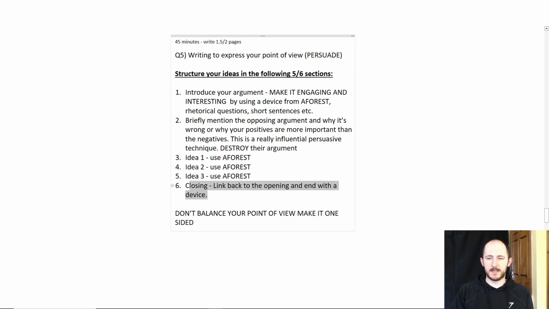And then your closing idea. So you want to link back to the opening with a device. This kind of circular thing is very useful in English literature and language, actually, and is really, really useful. And again, don't balance your point of view, please.